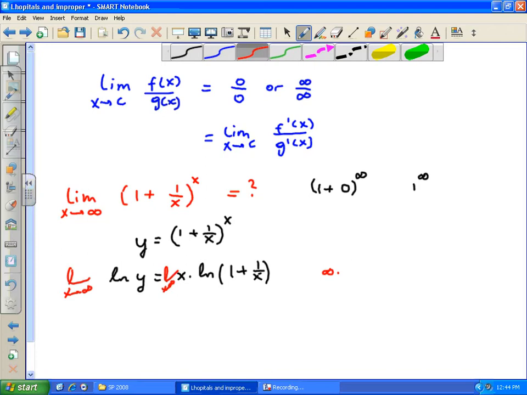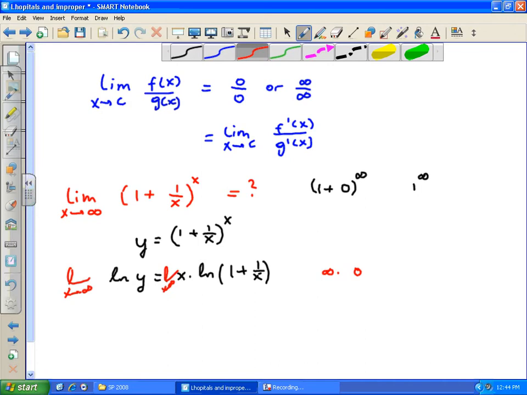One plus 1 over x is going towards 1. How about ln 1? Where does ln 1 go? To 0, right? Ln 1 is 0. So now we have something of the form infinity times 0. Now we're a little bit closer to applying L'Hopital's rule, because anytime you have infinity times 0, there is a way to rewrite it as either infinity over infinity or 0 over 0.